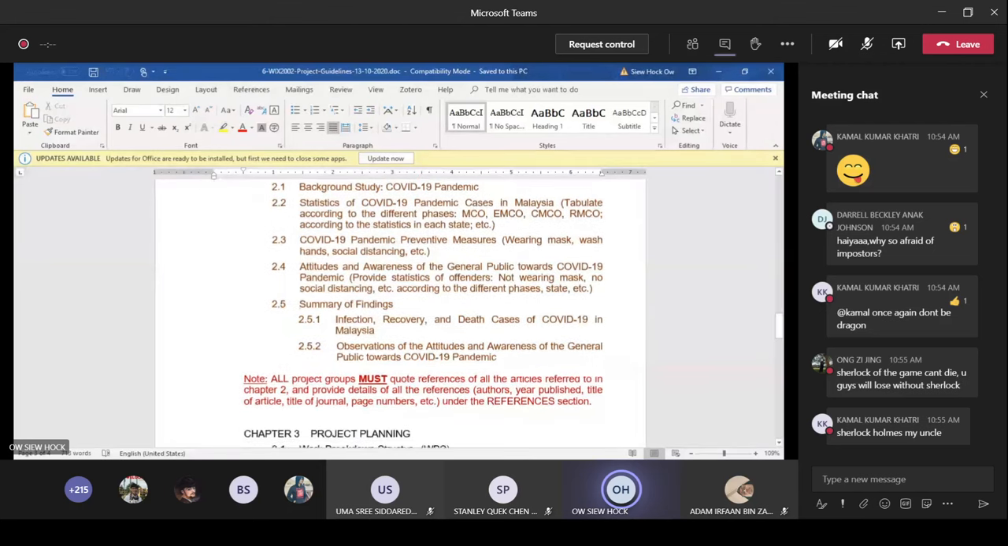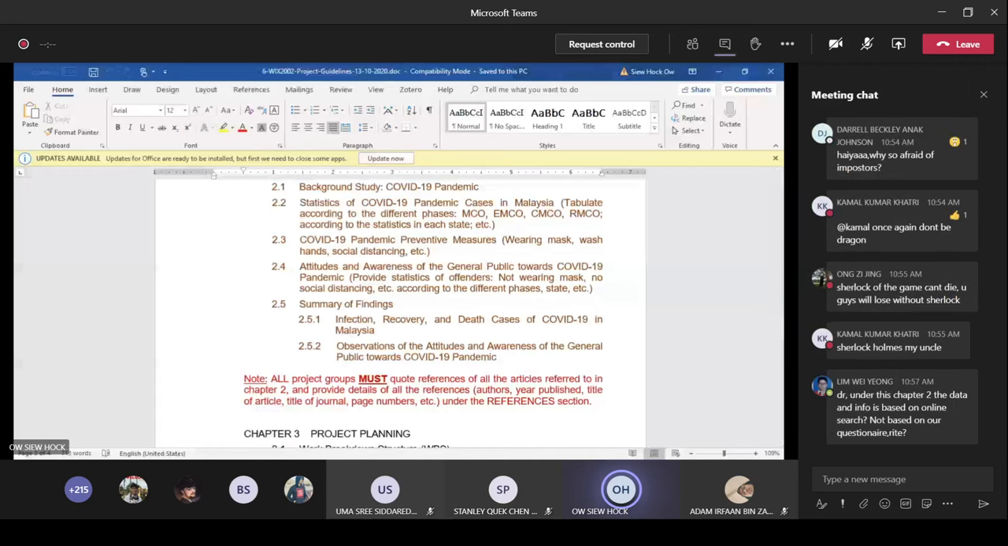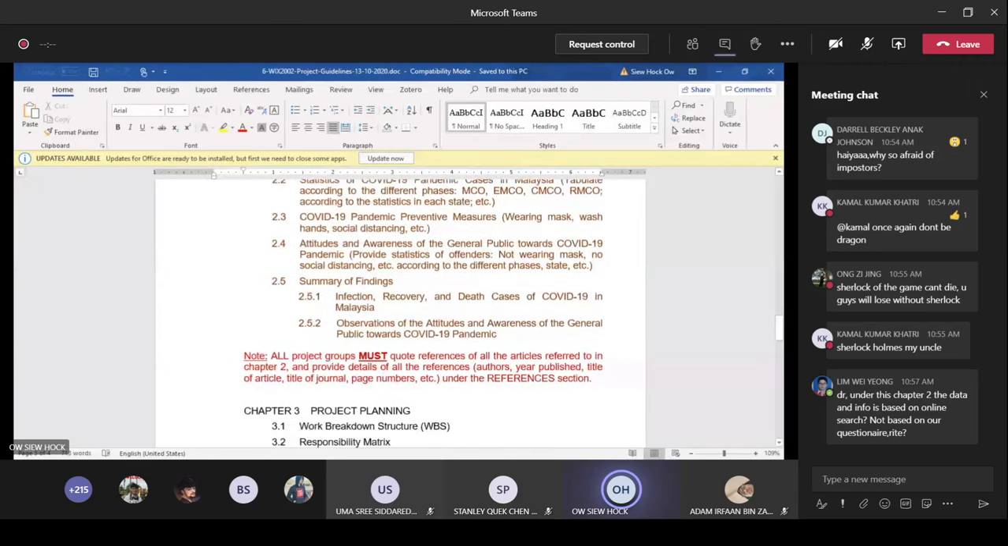Then next is about what are the preventive measures? Just like we have to wear our face masks, always wash hands, social distancing, and what the Malaysian government or the Ministry of Health have been doing to help prevent the spreading of this pandemic.